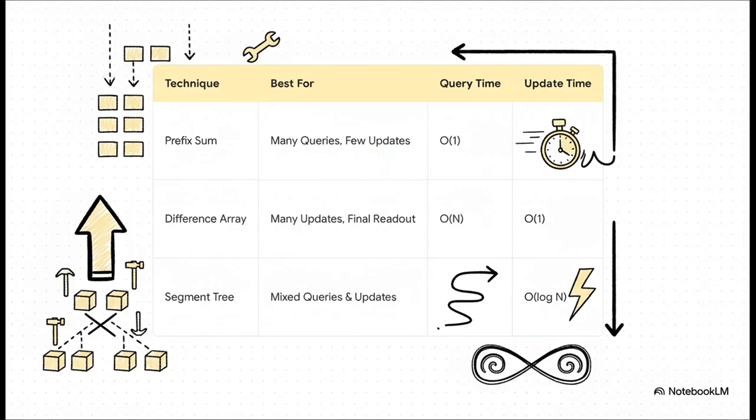And what if you need both, a mix of queries and updates? Well, that's when you'd step up to a more advanced data structure, something like a segment tree, which gives you a nice balance, O(log n) for both operations.